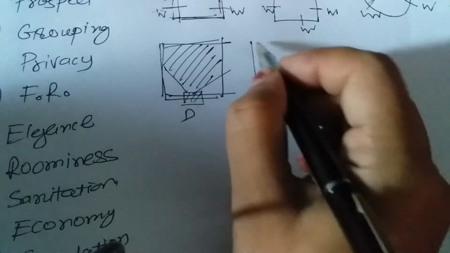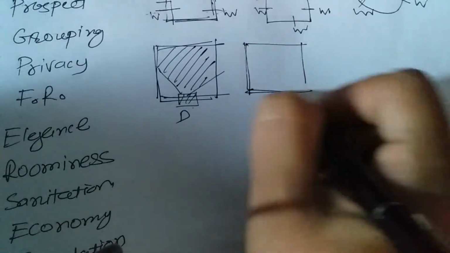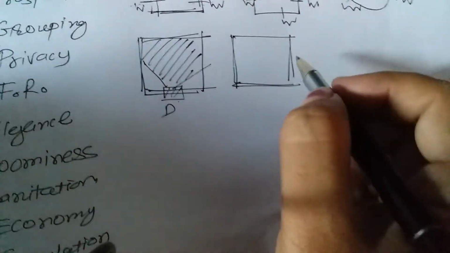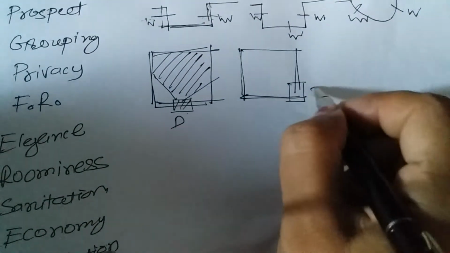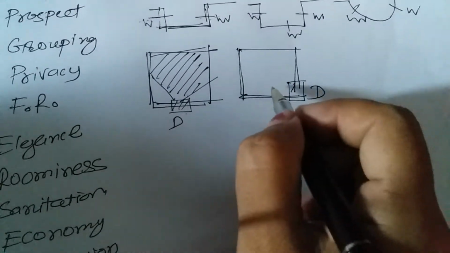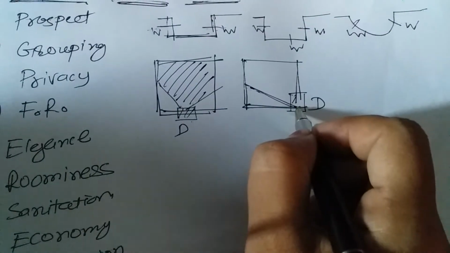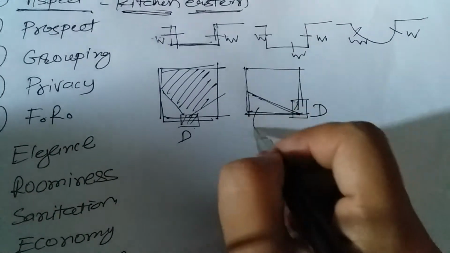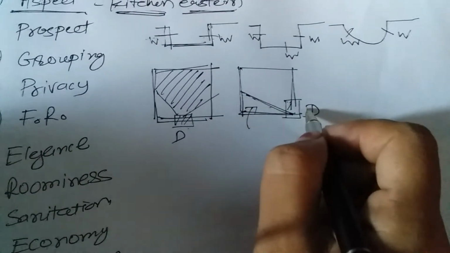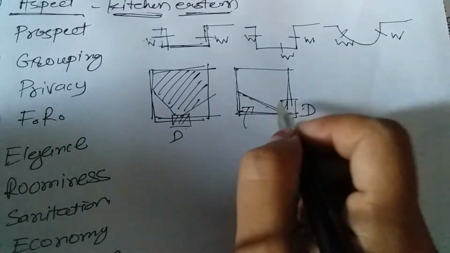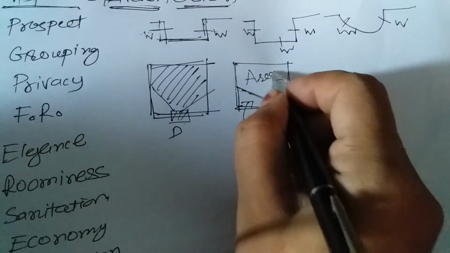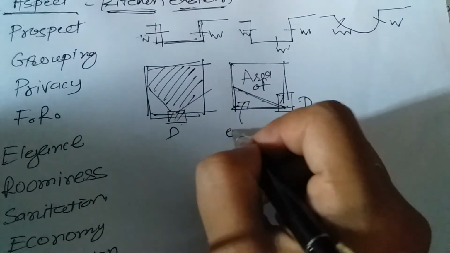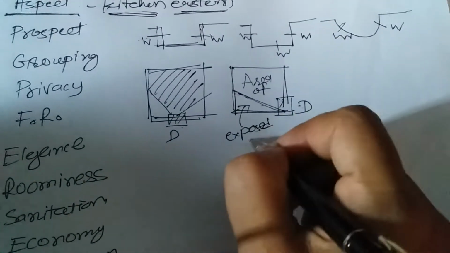Same thing if I am taking the same room. Now I am selecting the door position here. If I provide a door here, the exposed area is this much. People who stand here can see only this. So this is, you can say, the area of privacy, and this is the exposed area.